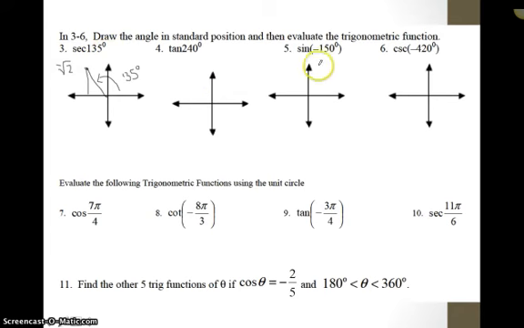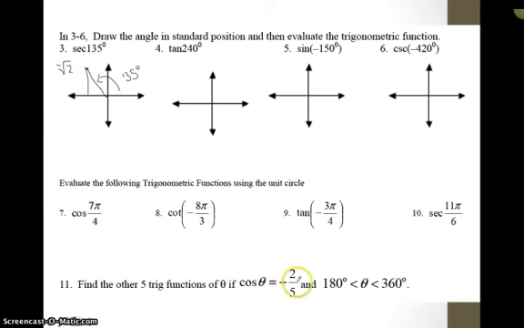Okay, so I'll give you a second to try to figure these guys out. Then evaluate these trig functions. You want to just identify where this is on your unit circle, and then use your x's and your y's to be able to identify each of these. This last one just says find the other 5 trig values if I know that this is true.